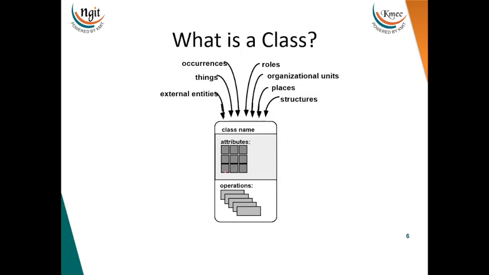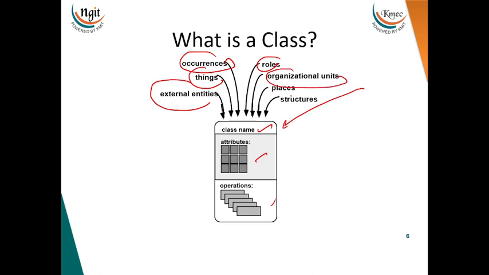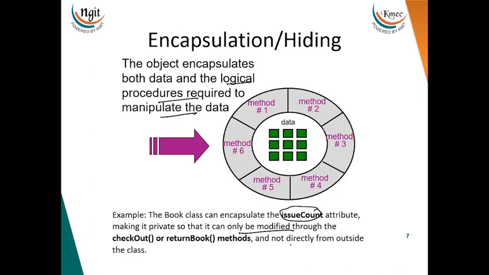Now let's move on to the next one. What are classes? That is, what operations are you going to do on the classes? We have got name, attributes, and we have got external entities, things, occurrences, roles, organizational units, and places. Many things will come into this.